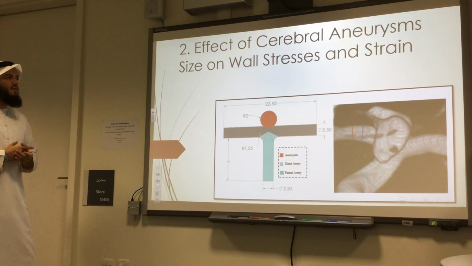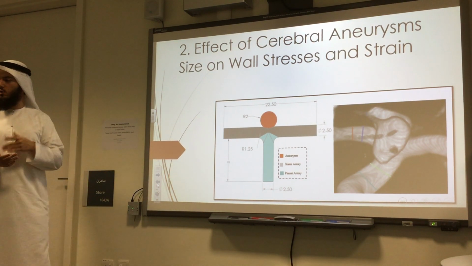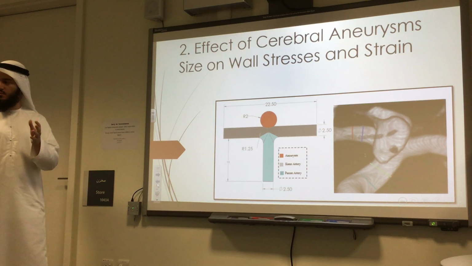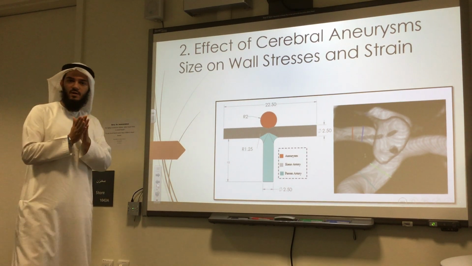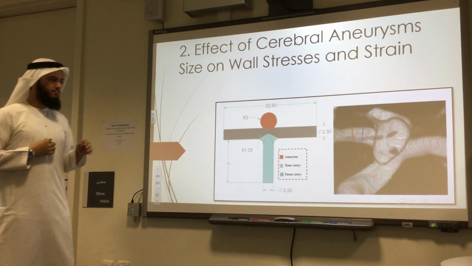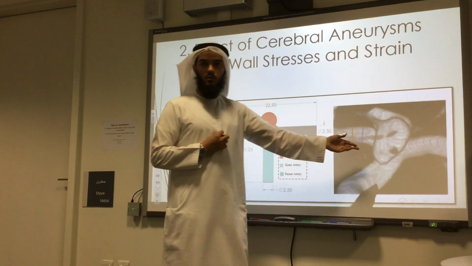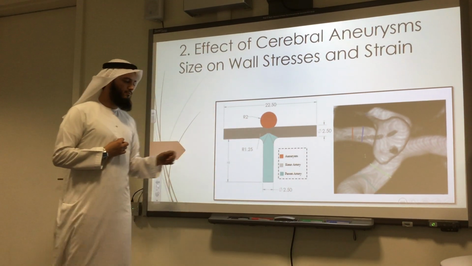Our second study is the effect of cerebral aneurysm size on wall stresses and strains. You should differentiate between wall stresses, which is the shell stress, and wall shear stresses, which is the stress coming from the shear of blood with the wall. Basically, in this study, we used the approximated model. This is a real model. We used an approximated model.